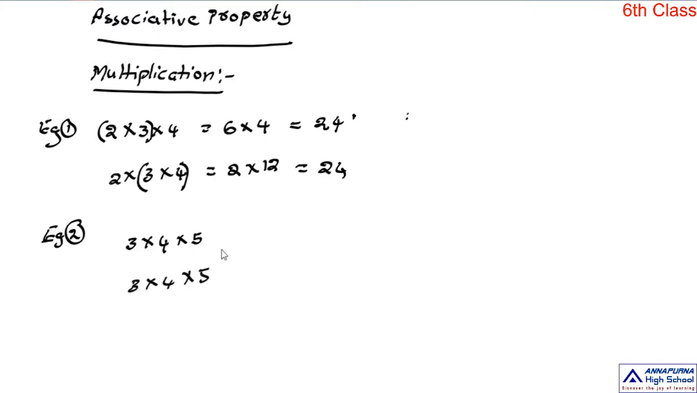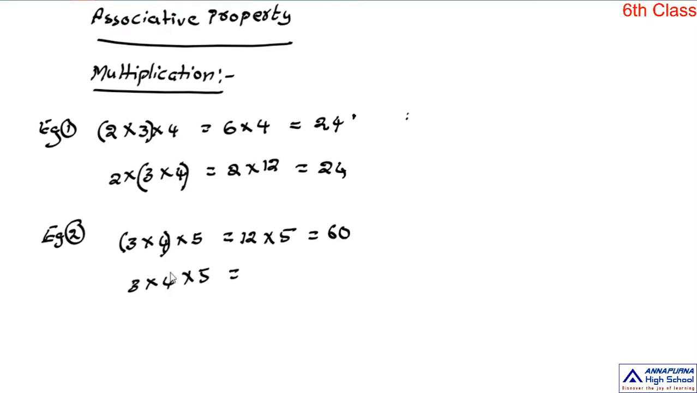Here also we multiply three whole numbers in two different ways. First we check these two results. First we multiply 3 into 4. What is 3 into 4? 3 4s are 12. And then multiply 5 to their product. 12 5s are how much? 60.